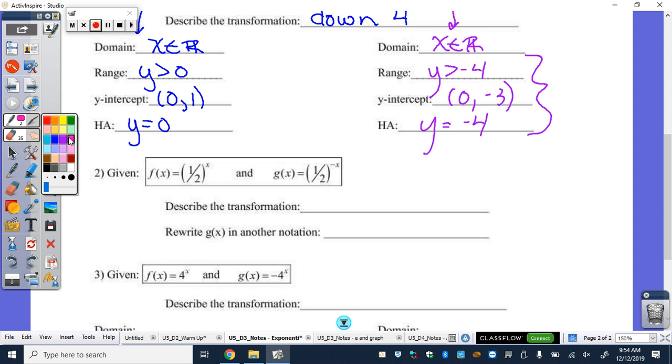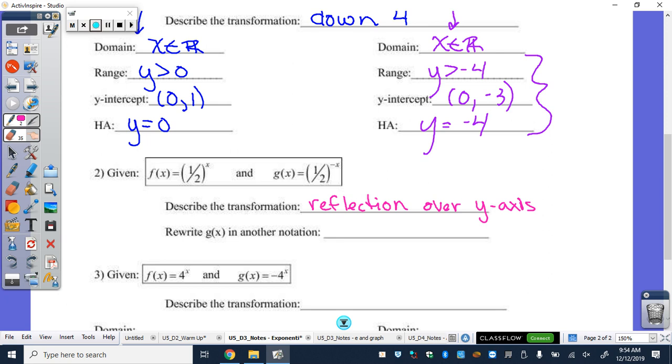So looking at the second one, we got our graph there, f of x equals 1/2 to the x. G of x, though, is 1/2 to the negative x, so what would happen? What's our transformation? Reflection over the y. So then how could we rewrite that? Instead of 1/2 to the negative x, Jess? 2 to the x. So g of x would equal 2 to the x. That negative exponent would make your fraction flip, so it'd become 2 over 1, but we don't have to write the over 1.